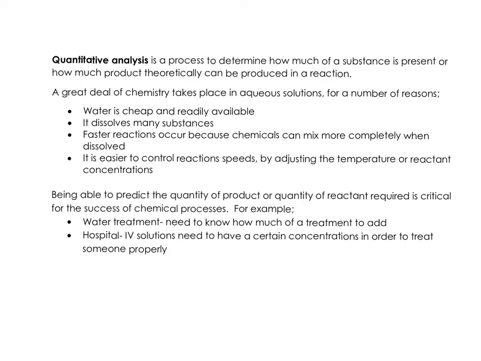Being able to predict the quantity of product or quantity of reactant required is critical for the success of chemical processes. For example, water treatment. You need to know how much of a treatment to add for your problem. Add too little and you don't get rid of your problem. Add too much, you've got a new problem. Hospital IV solutions, either dietary or medicinal, need to have a certain concentration in order to treat someone properly. You mess that up, you can make them sick.